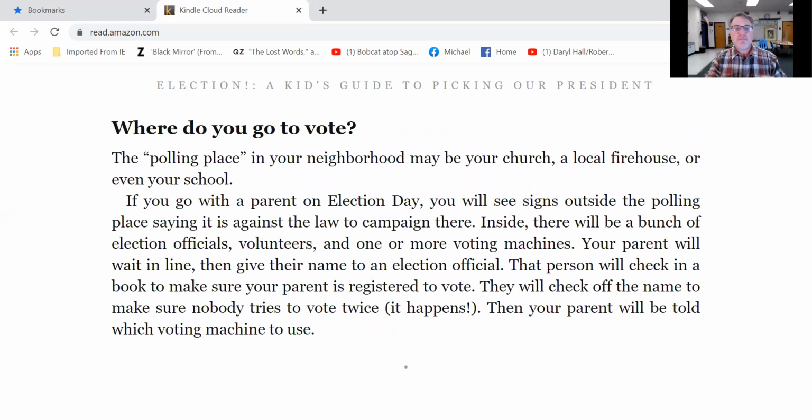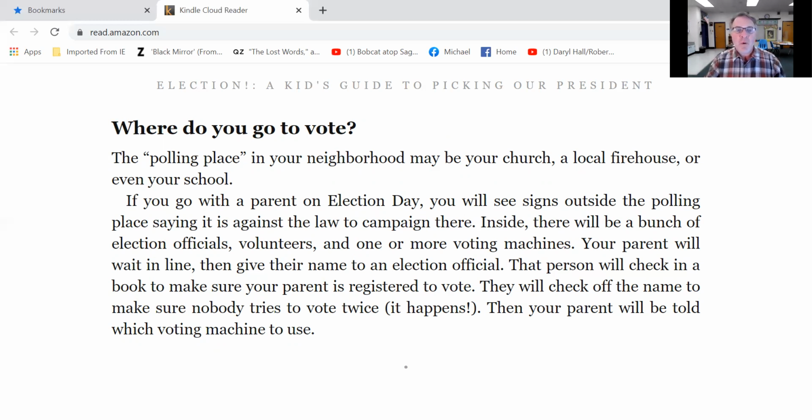Where do people go to vote? Go to the polling place in your neighborhood, maybe a church, a local firehouse, or even your school. If you go with a parent on election day, you will see signs outside the polling place saying it is against the law to campaign there. Inside, there will be a bunch of election officials, volunteers, and one or more voting machines.